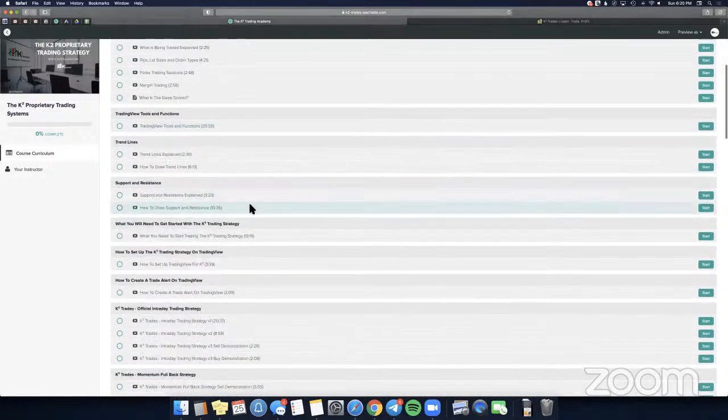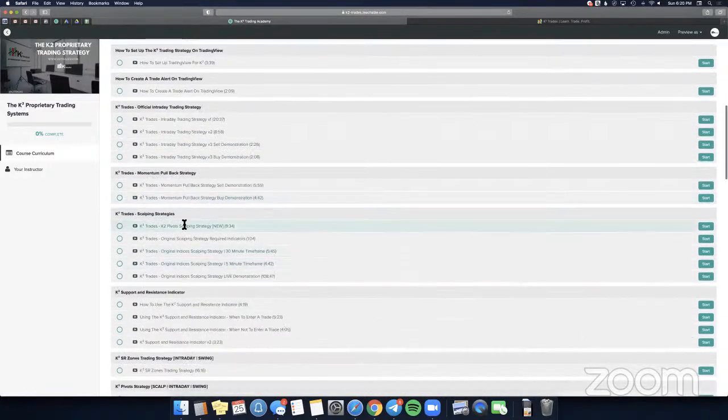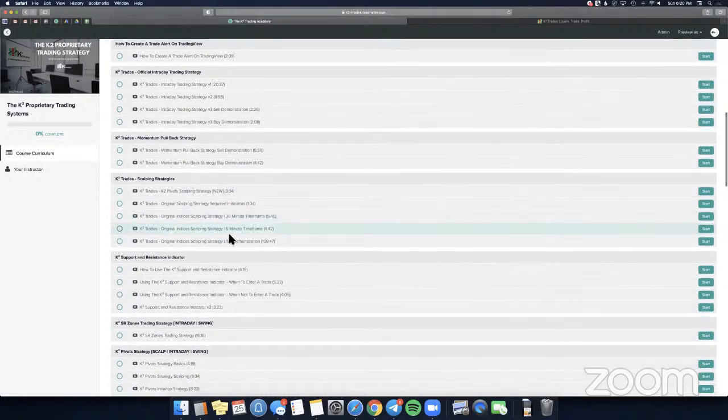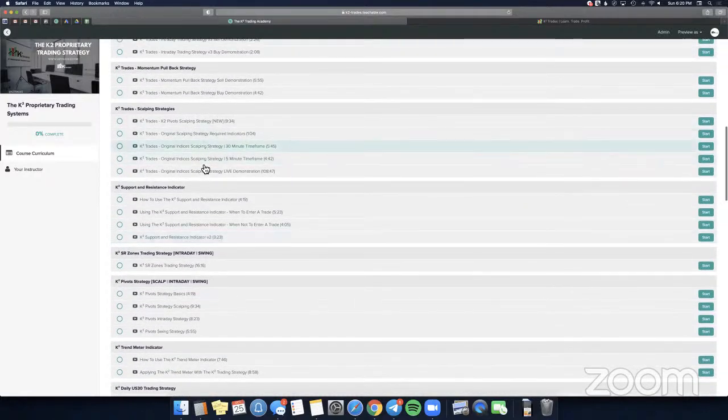So it would be this one right over here. If you go to the K2 trade scalping strategies, I was using this one right here, the K2 trades pivot scalping strategy. And this is the only strategy that I use when I scalp. There are other strategies here as well, but I feel like this one's probably the most accurate currently with how the market's been moving, especially with how volatile it's been. You can use the other ones as well, but I do recommend you just stick to this one, the K2 pivot scalping strategy.